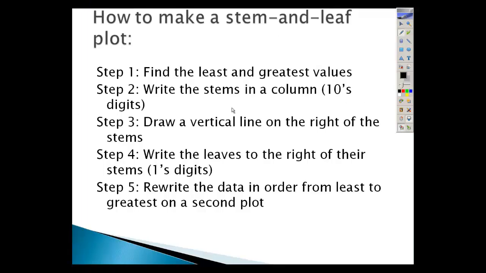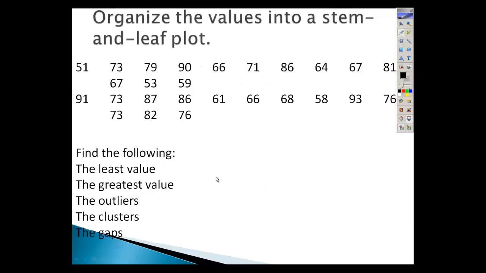So first we need to find the smallest and the greatest values, and we're going to write the stems in a column. Any 10 digits we're going to need, we're going to write them in order, and we're going to put them in a plot. We're going to draw our vertical line, and then we're going to go through our data and start writing in our leaves. After we get our stems and leaves, we need to make sure all our data is in order. So we may have to draw a second stem and leaf plot to make it extremely accurate. So let's take a look.